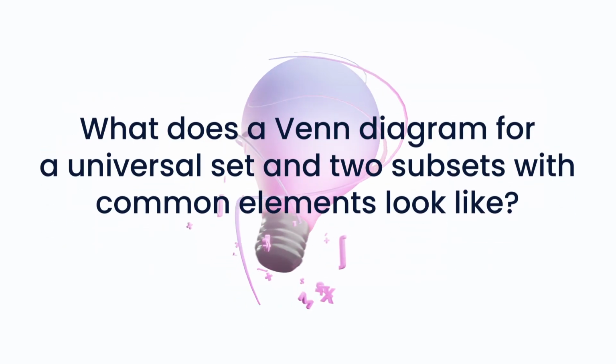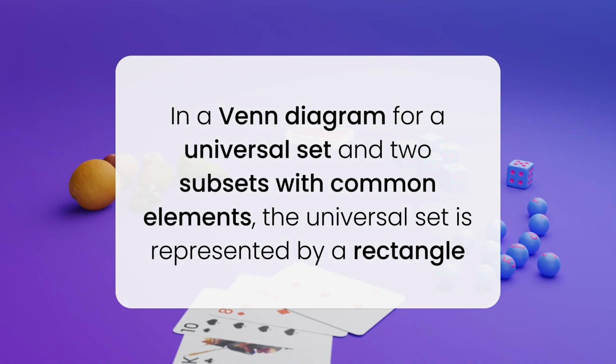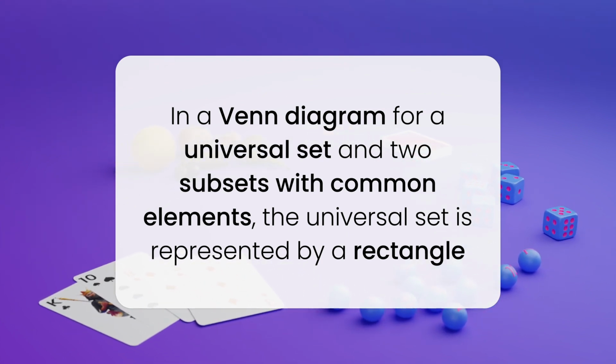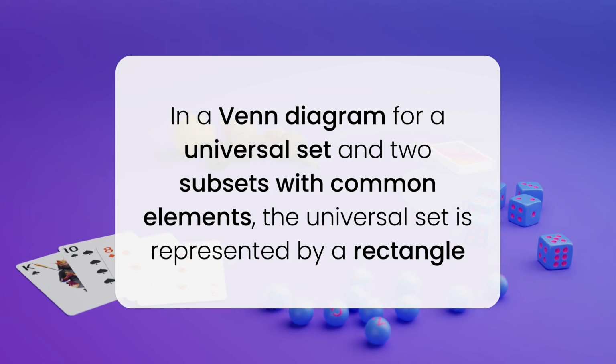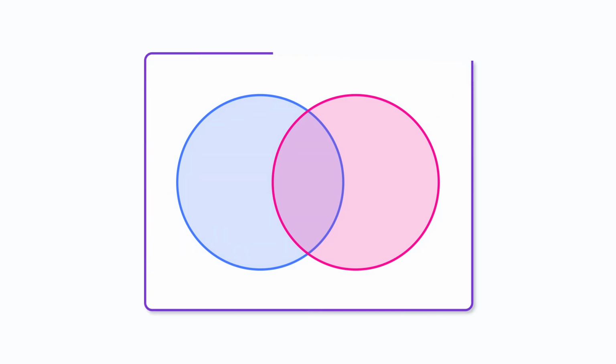What does a Venn diagram for a universal set and two subsets with common elements look like? In a Venn diagram for a universal set and two subsets with common elements, the universal set is represented by a rectangle. Two overlapping circles are located inside the rectangle.